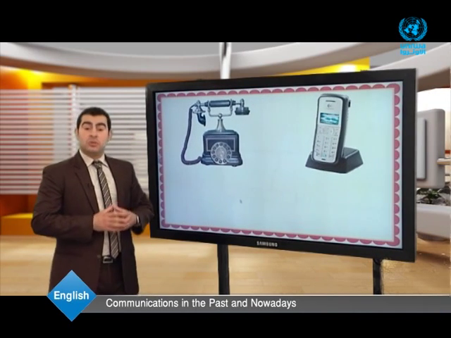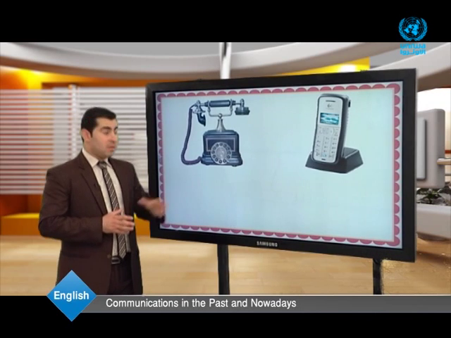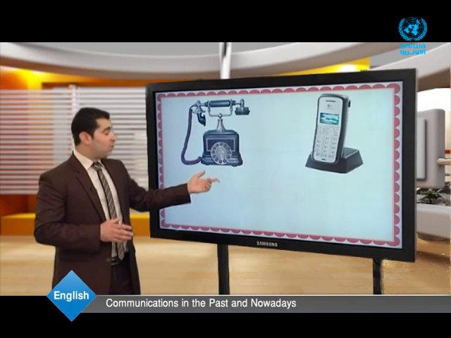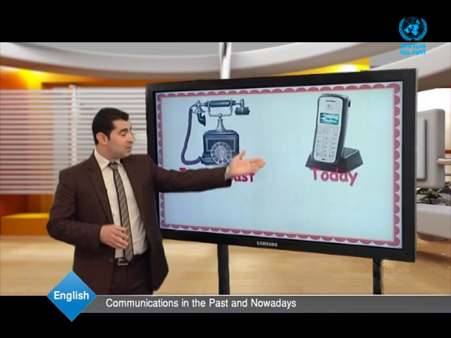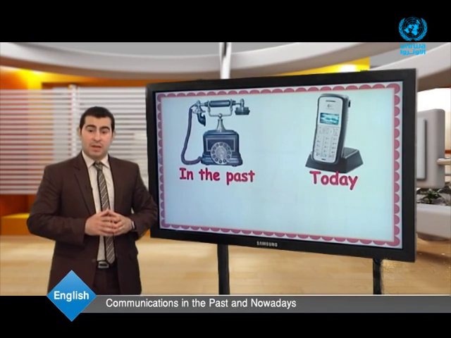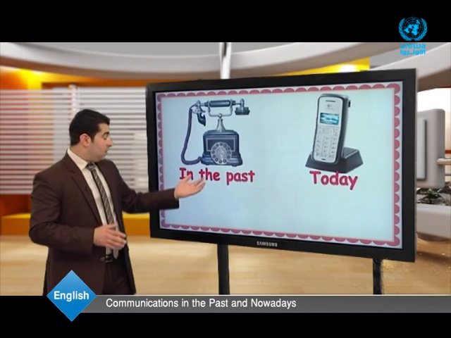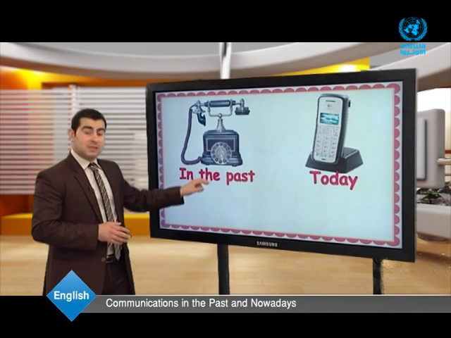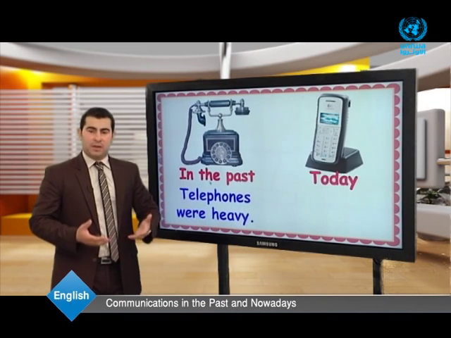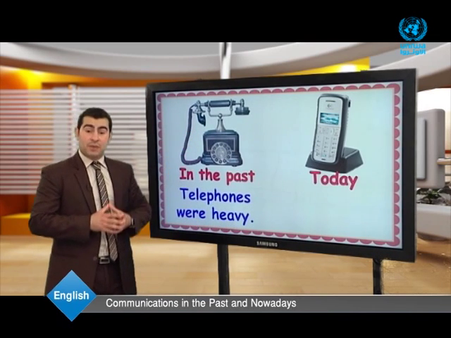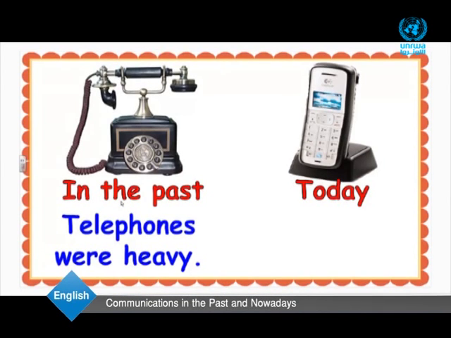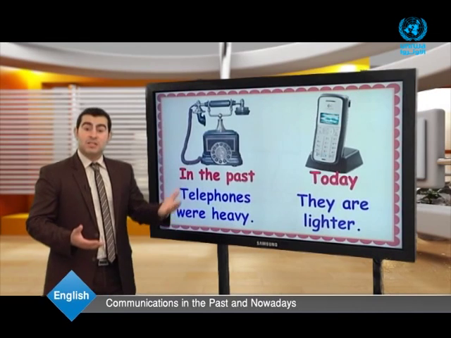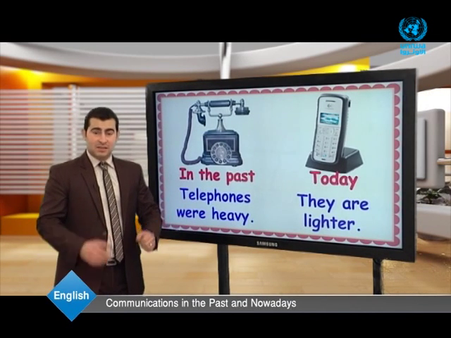Here we have two telephones. This one was in the past, and this one is today. Now, as you can see, the telephones in the past were heavy. Look, it's heavy. So, in the past, telephones were heavy. But today, they are lighter. Telephones are lighter.